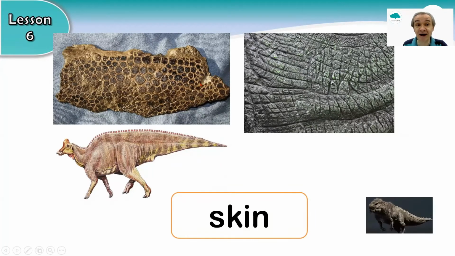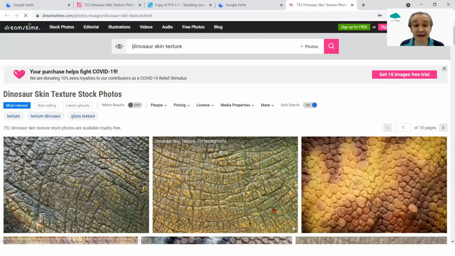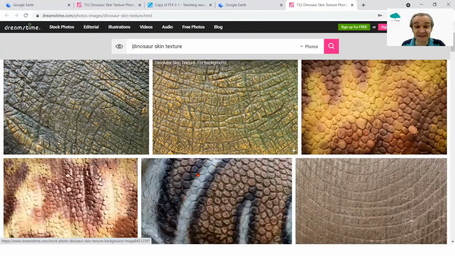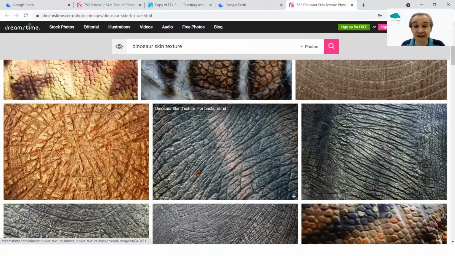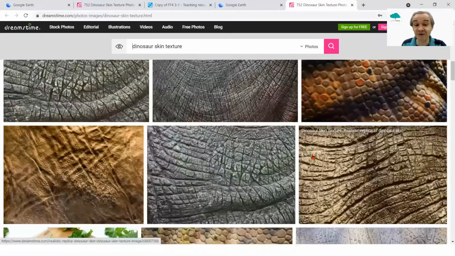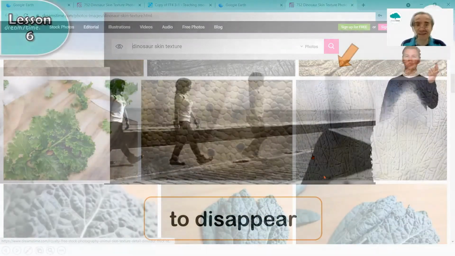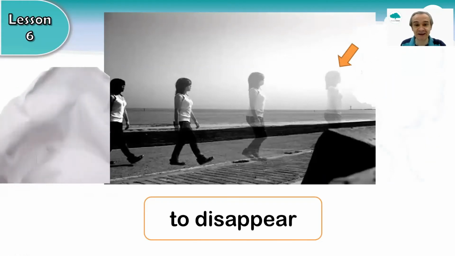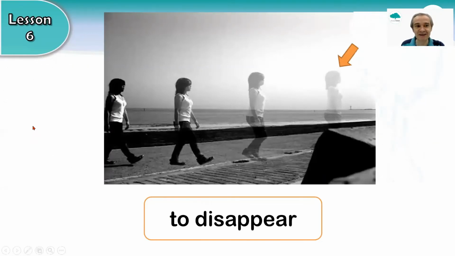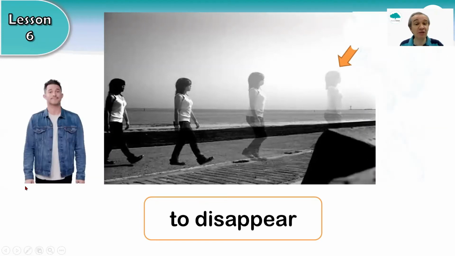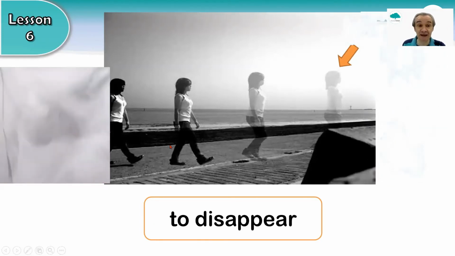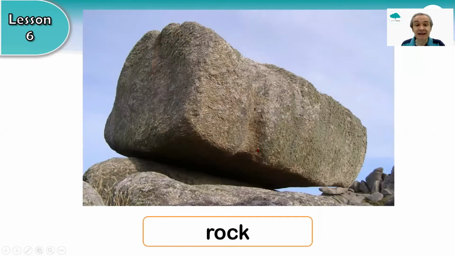Okay, you can see here different kinds of skin. And if we click on this dinosaur here, we will see some more examples of dinosaur skins. Okay, you can see in the old days, the dinosaurs had many different kinds of skin. Next, we have this verb, to disappear. Okay, like you see the man, he's there and then not there. To disappear. Next word we have is a big rock, very heavy, a very big rock.